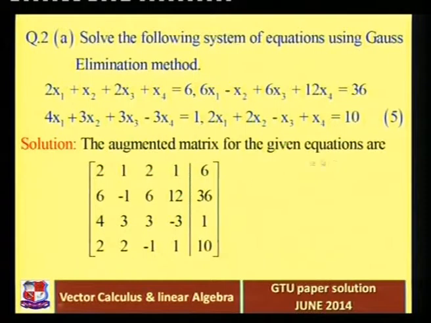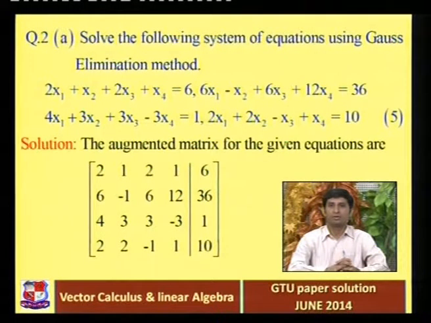Now we have to convert this augmented matrix into a row echelon form matrix. First of all, what is the meaning of row echelon form? Here we have to solve this system of equations using the Gauss elimination method, so that's why we convert the given matrix into row echelon form. If this question asked us to solve the system using the Gauss-Jordan method, then we would have to convert this augmented matrix into reduced row echelon form. Now, what is the meaning of row echelon form and reduced row echelon form?